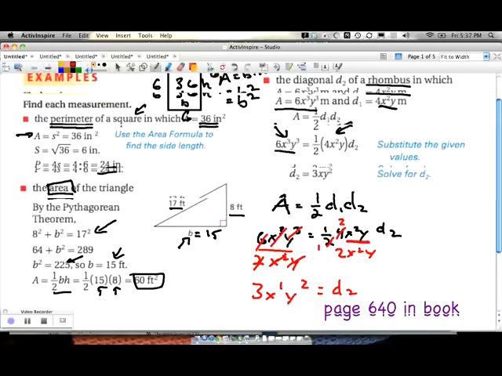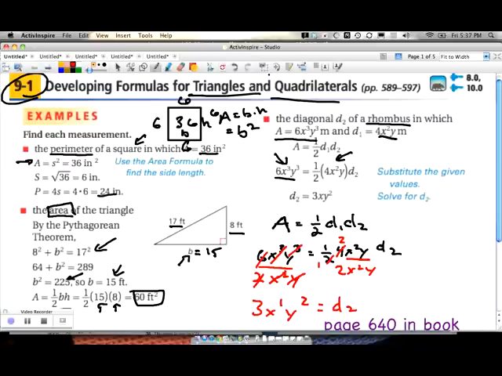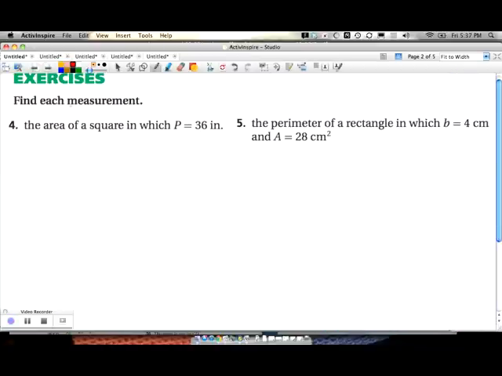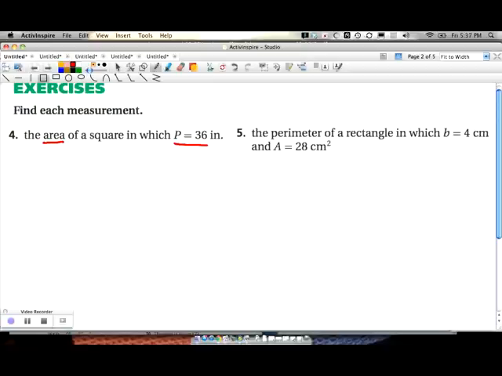Now I'm going to work through a few examples from the very beginning all the way through to the end. So let's start. The first one, it says find each measurement. The area of a square in which the perimeter is 36. Well, again, let's draw ourselves a picture so we know what we're looking at. If I have a square, and I know that the perimeter is 36, what that's telling me is that all the way around is 36.